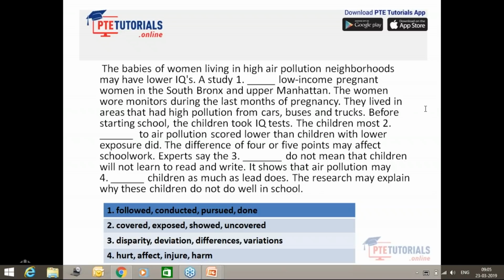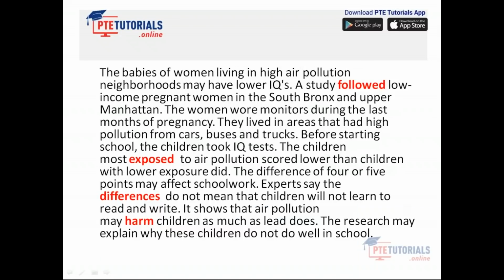Amanpreet: soothed, followed, exposed, disparities. Did I write disparity? Disparities? No. Harm. Bahadur sir, only exposed you wrote. Venu: conducted, exposed, variations, and harm. Let's check the answers. The answers are followed, exposed, differences, and harm.